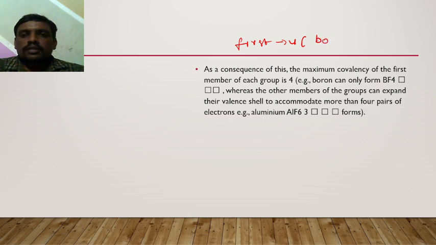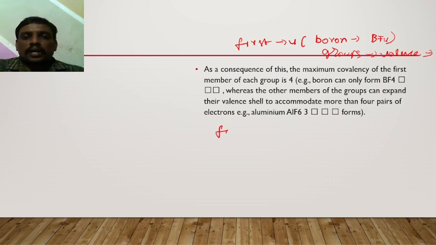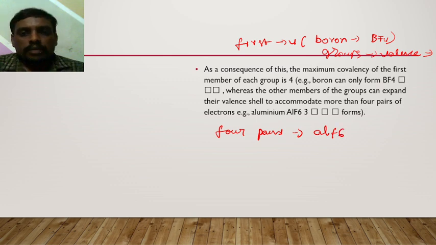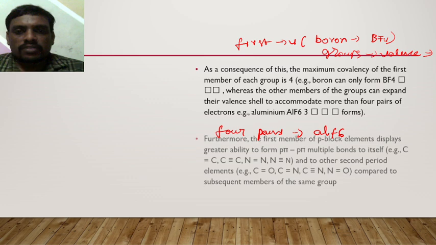For example, boron can only form BF4, whereas other members of the group can expand their valence shell to accommodate more than 4 pairs of electrons. For example, aluminum forms AlF6, to form a specific compound.